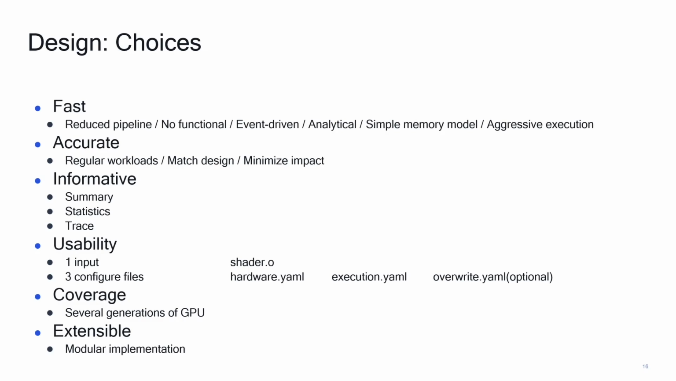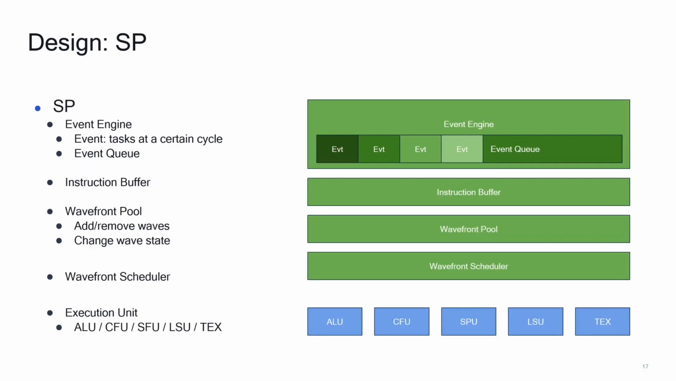The model is also easy to make changes because of its modular implementation. The centerpiece of a model is the SP. SP has an event queue with many events. An event describes tasks to perform at a certain cycle. Events are popped out of the event queue in ascending order of their cycle.